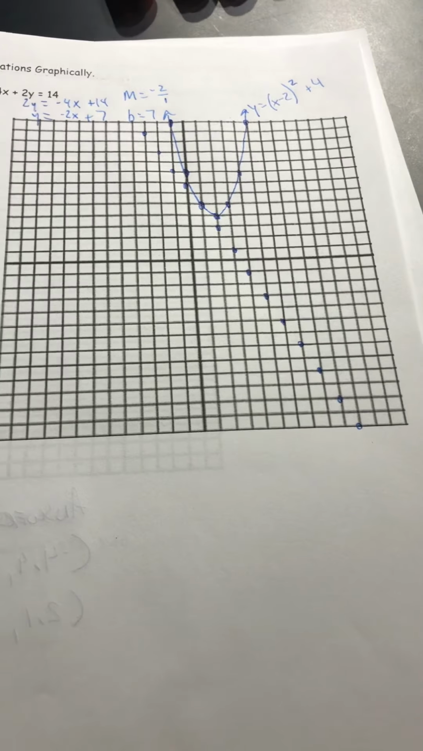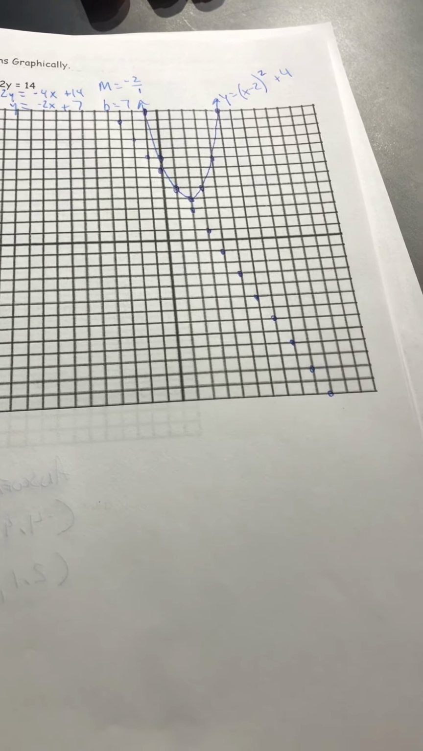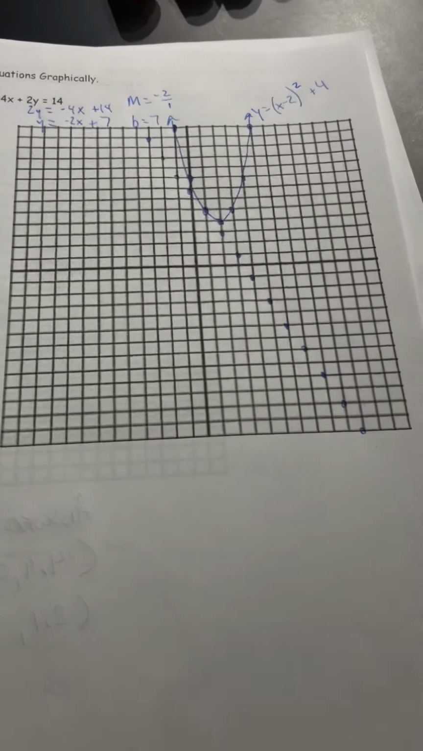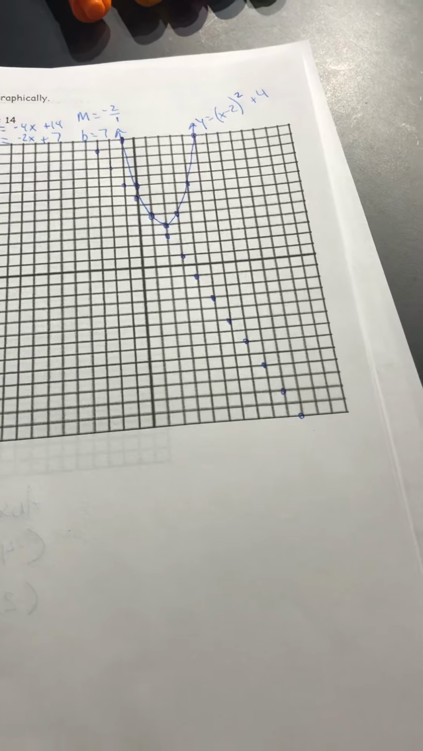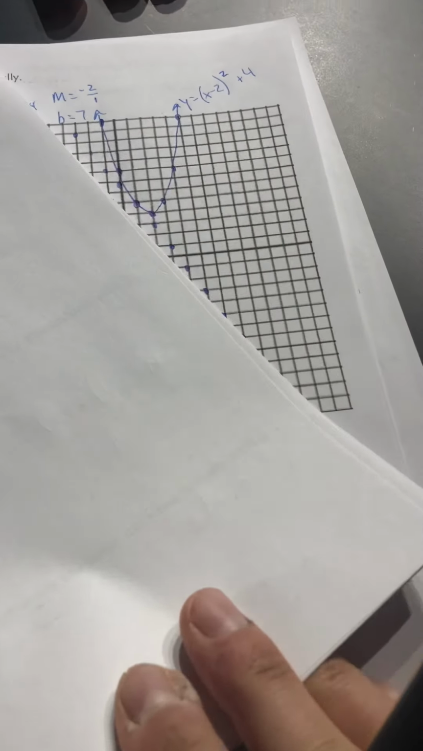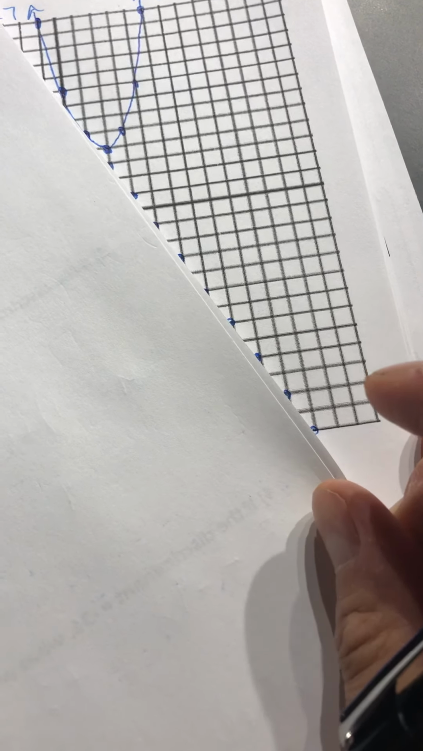Now the next thing you're going to do is take a straight edge. You can use a ruler, the side of your calculator, or your note packet if you would like. I'm just going to take this piece of paper that I have, line up these points, and make my straight edge.